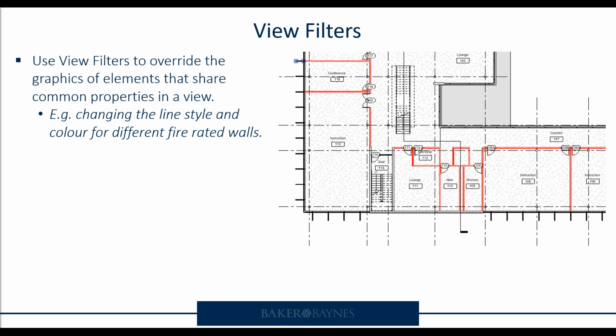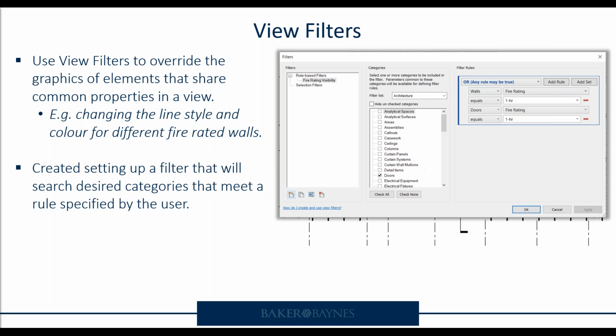So if you want to go and control the graphics of parts of categories, a view filter can be used for that. So what filters does, it provides a way for you to override the graphics and also to control the visibility of elements that share properties within a view. So say, for example, you want to change the line style and also the color for all of your 2-hour fire-rated walls within your model. You can create a view filter for that.